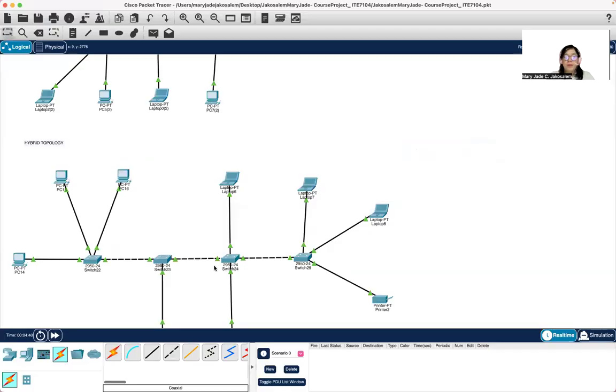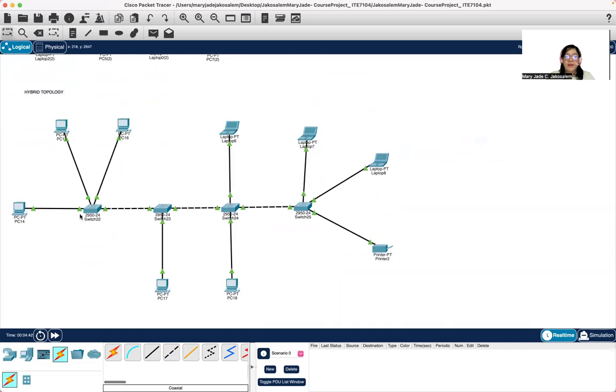So here, you can see, for example, this is actually a combination of different topologies. This one can actually be a star topology because it's connected to one switch. However, we have other connections, so it's hybrid. Okay, it's a hybrid topology.